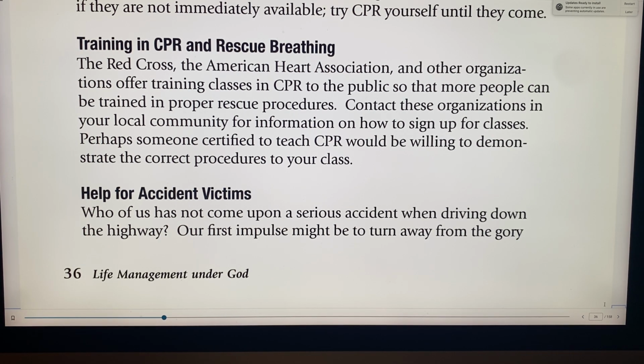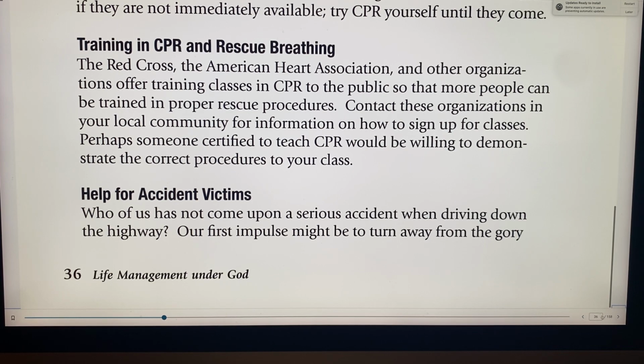And so you can go and be trained in doing this, especially if it's for a job where you have to know CPR. A lot of different jobs require that you know CPR, especially if you work in health professions or even in a teaching position. So, okay, let's see.